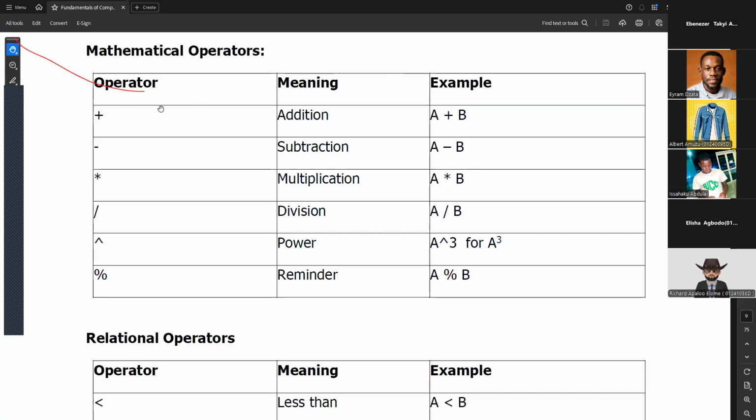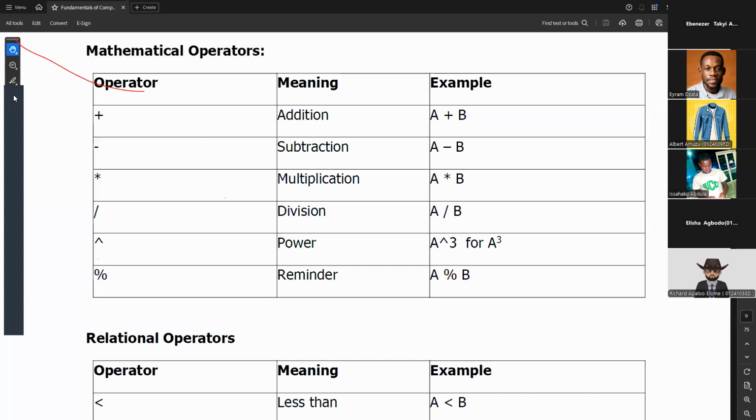All right, so we are talking about operators. We have the mathematical operators. These are the basic arithmetic operators. We have the plus symbol, which is for addition. We have the minus symbol, which is for subtraction, so A minus B. Then we have the asterisk, the star symbol we see here, which is for multiplication.